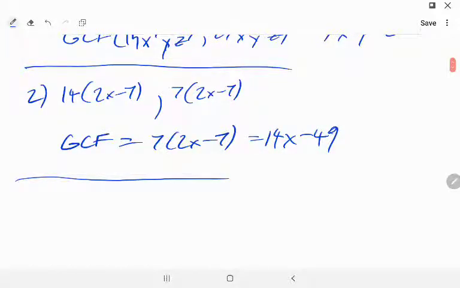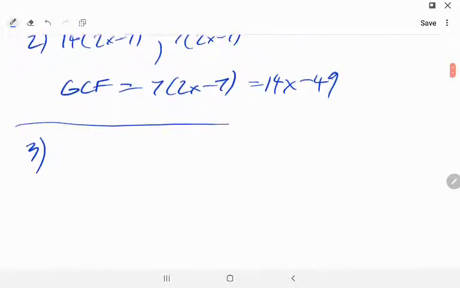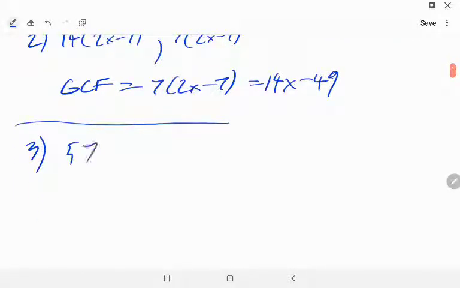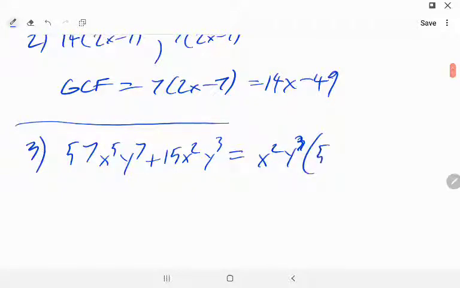Number 3, we're factoring out the greatest common factor. So we've got 57x to the 5th y to the 7th plus 15x squared y cubed. So the x squared y cubed is easy enough. We can pull that out, and that's going to leave behind 57x cubed y to the 4th plus 15, just 15, because the second term just has the x squared y cubed.